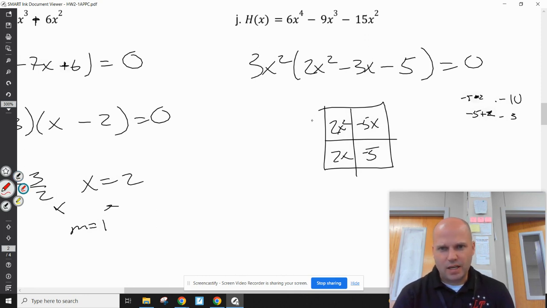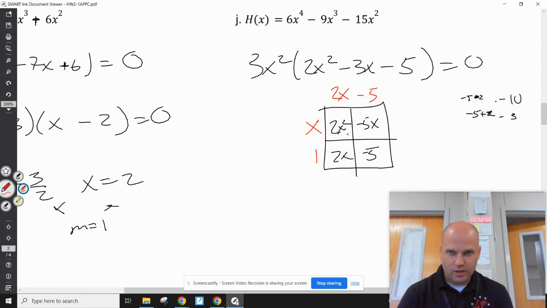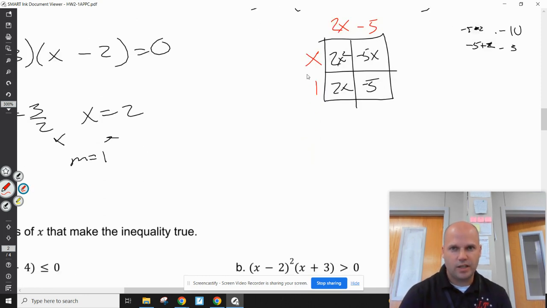Factor out anything from anywhere as long as it makes sense. Like an x works from 2x squared to negative 5x. X times 2 is 2. X times 2x is 2x squared. X times negative 5 is negative 5x. 1 times negative 5 is negative 5. So there you go. I just factored that.